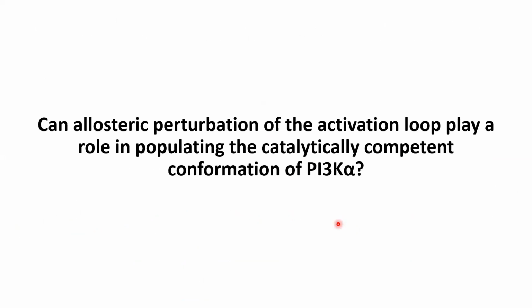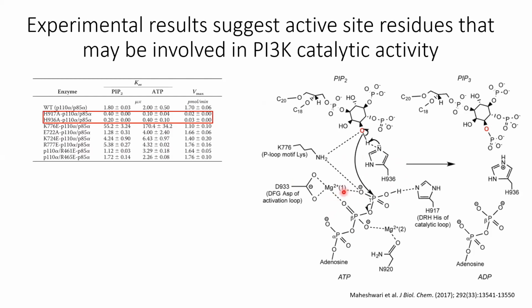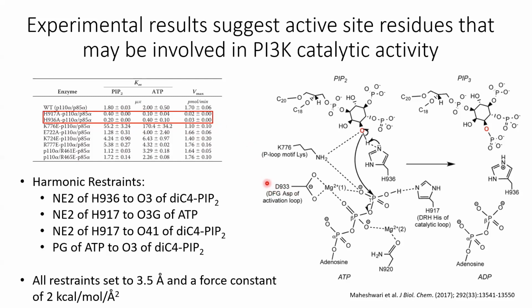And so the question then logically arises: if we could somehow modulate the dynamics of the activation loop or residues in the active site, would that play a role in populating this catalytically competent conformation of the enzyme? To understand this question, we first turned to work that was performed in our lab investigating the kinetics of this enzyme. Specifically, we performed mutations in active site residues as well as residues that are proximal to the active site. And what we find is that mutations in histidine 917 and histidine 936 can abrogate substrate binding as well as enzyme activity. On this basis, for some of my simulations, I applied harmonic restraints that maintain the proximity of these residues to the ATP and the lipid substrates.